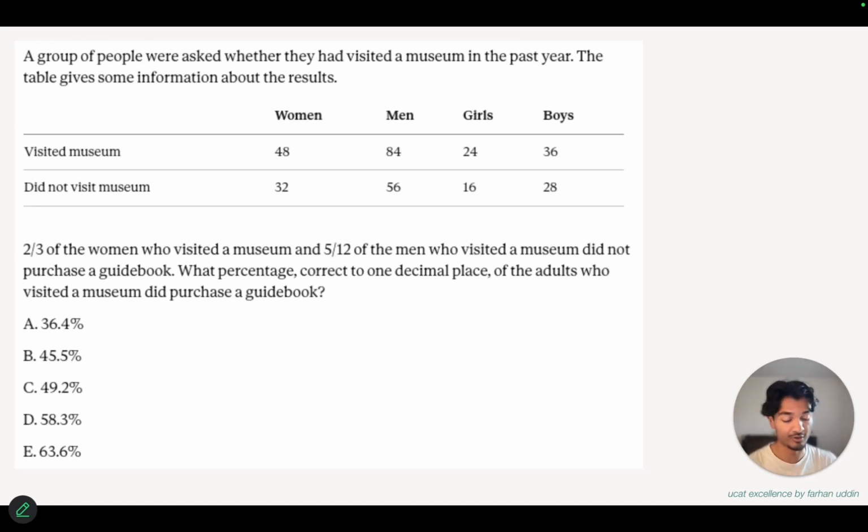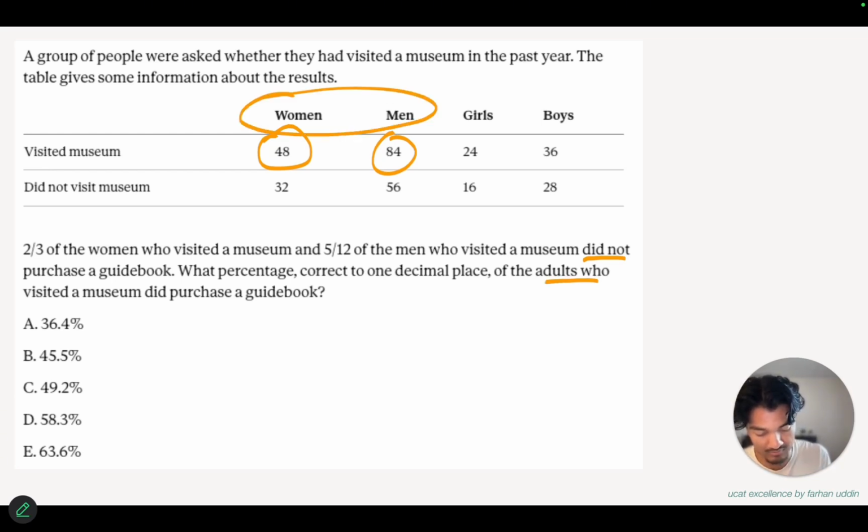All right, so let's go through this question together now. So we've got 2/3 of the women who visited the museum, so here, and 5/12 of the men who visited the museum did not purchase a guidebook. What percentage, correct to 1 decimal place, of the adults who visited the museum did purchase a guidebook? So this is the total. Okay, I'm just going to write total here. This is where reading the question becomes really important.